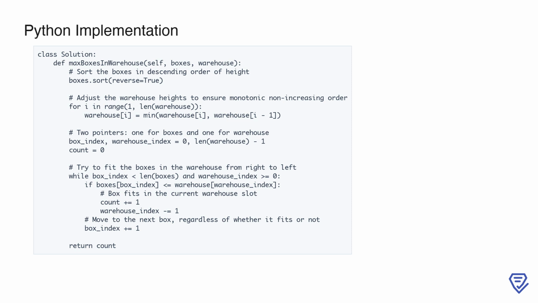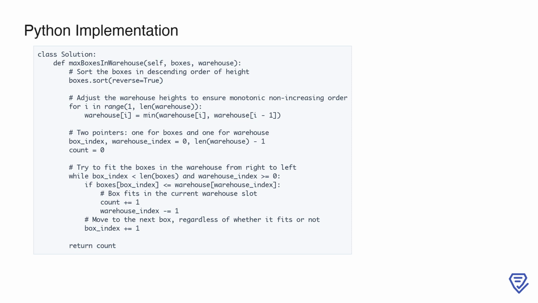3. Two-pointer approach. With the sorted boxes and the adjusted warehouse, we use two pointers. Box_index iterates through the sorted boxes. Warehouse_index iterates through the warehouse from right to left. The idea is to try to fit each box into the rightmost available position in the warehouse. If a box fits, its height is less than or equal to the current warehouse height, we increase the count of boxes placed and move the warehouse pointer to the left. Regardless of whether the box fits, we always move to the next box.